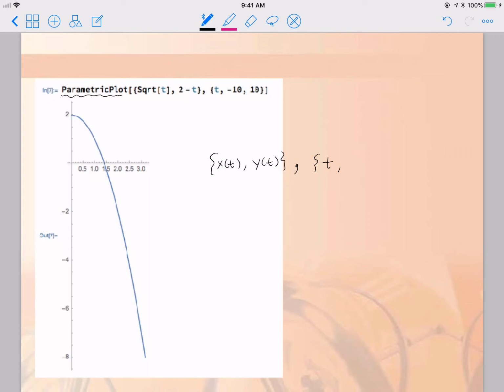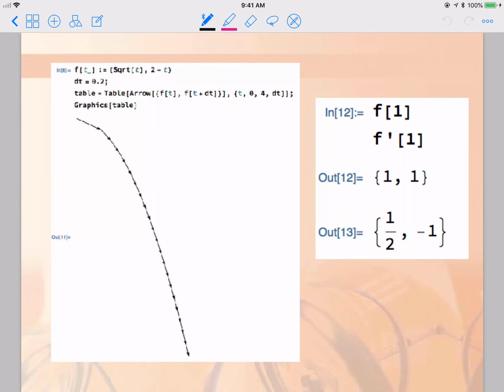t. I've got to tell Mathematica what the parameter is. The parameter is t, and tell it when to start and when to stop. So start at t equals negative 10, stop at t equals 10. Okay, and all of that is the argument of this parametric plot function. Okay, all right, and this is what the output looks like. Okay, if I wanted a smaller version, then I would need to change my domain and the domain of t.